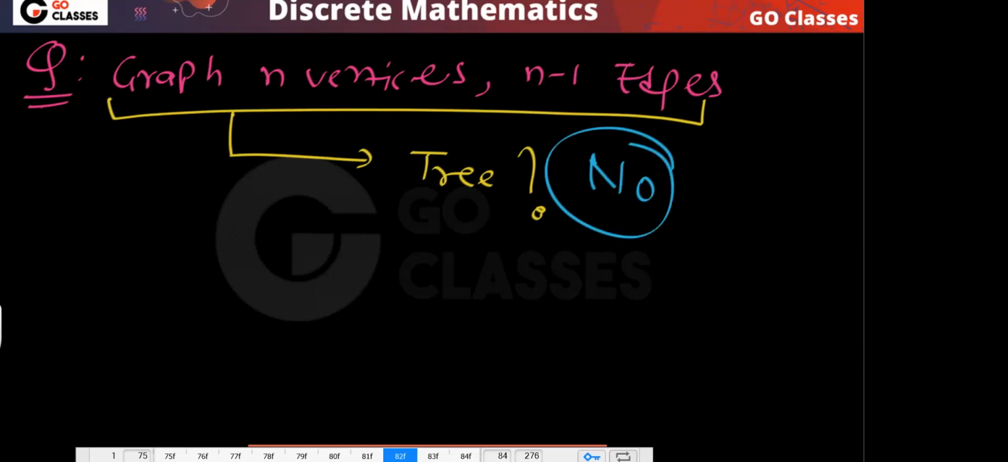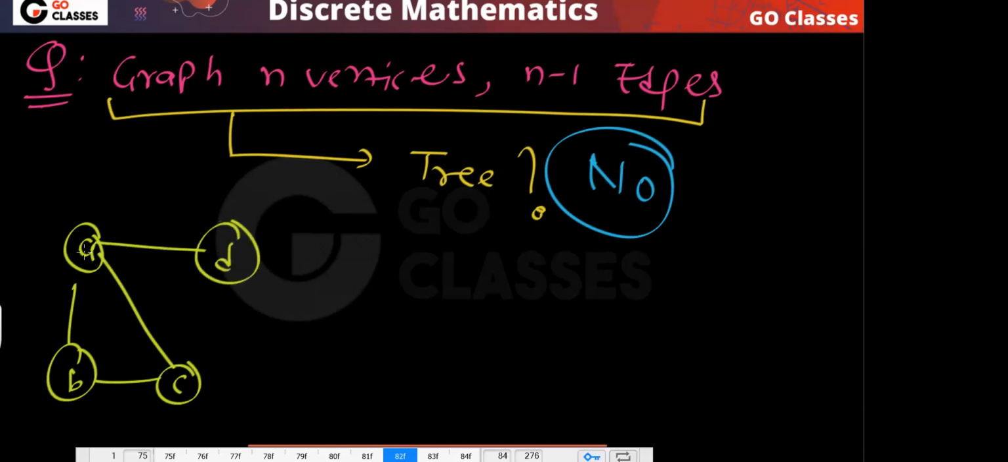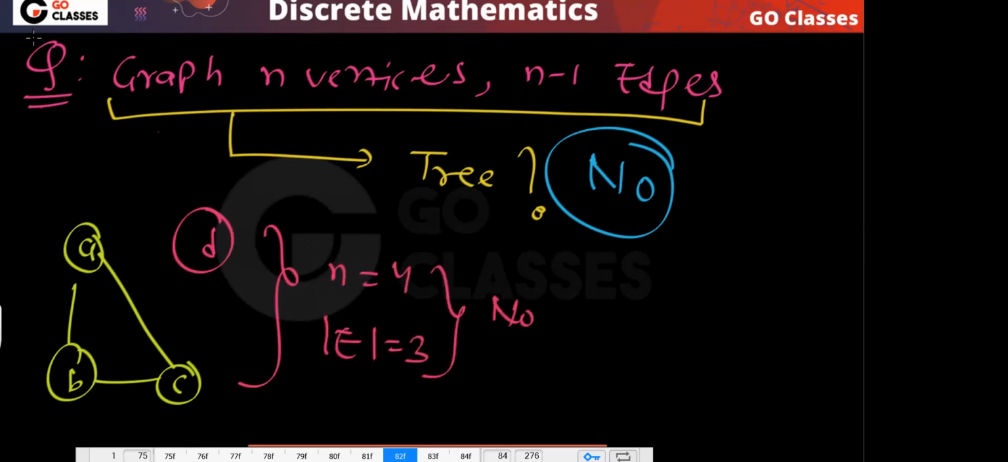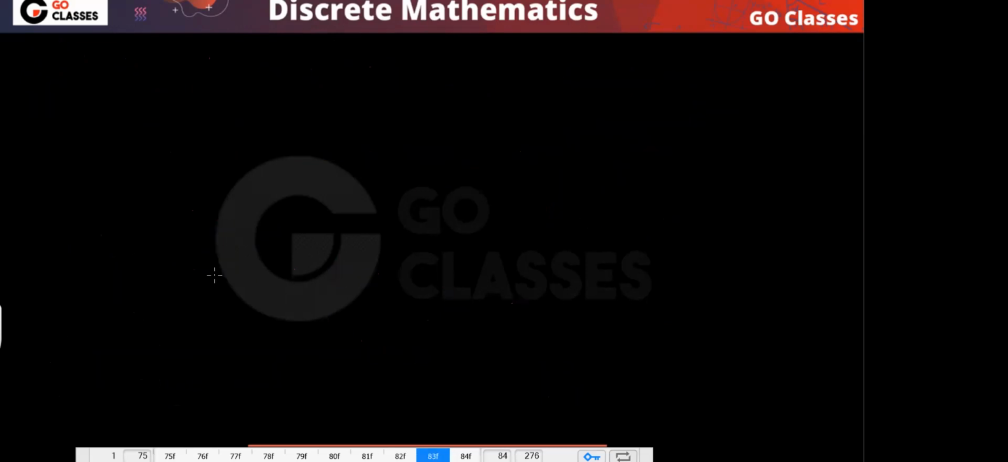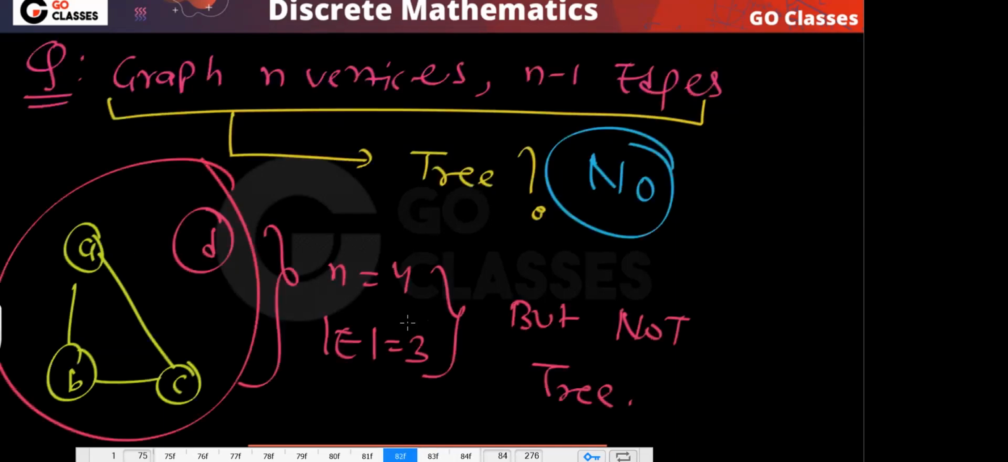The answer is no. Because, for example, consider this graph with vertices A, B, C, D. In this graph, you have n equal to 4 and number of edges equal to 3. But it is not a tree. So please don't make this mistake. Remember, if you have a tree, then there will be n minus 1 edges. N minus 1 edges does not mean tree. Is this clear? You have four vertices and 3 edges, but still this is not a tree.